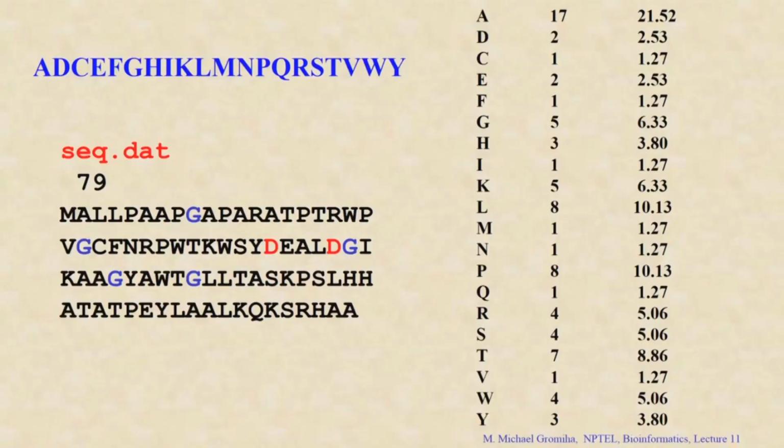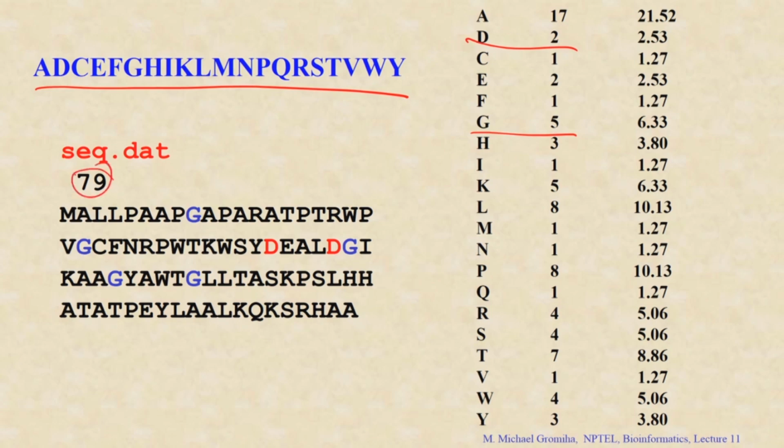Now I give an example. I have a sequence, this is an amino acid sequence. How to get the composition? Here we have 20 residues, we compare with these residues and find the number of occurrences of each one. For example, if you see how many times G occurs: 1, 2, 3, 4, 5, G occurs 5 times, D 2 times. For the 20 residues, we have the values. If you add up everything, you will get 79.